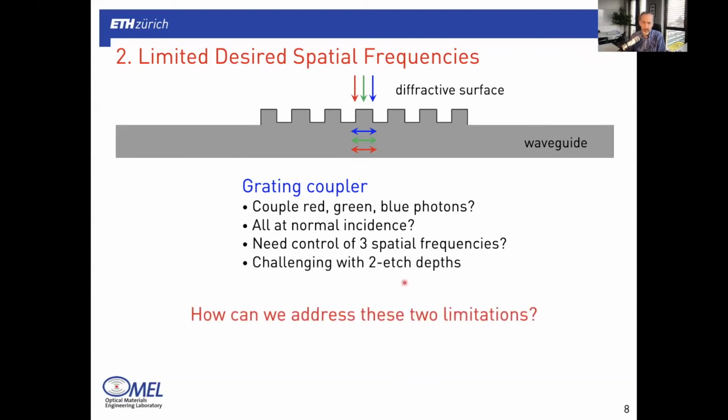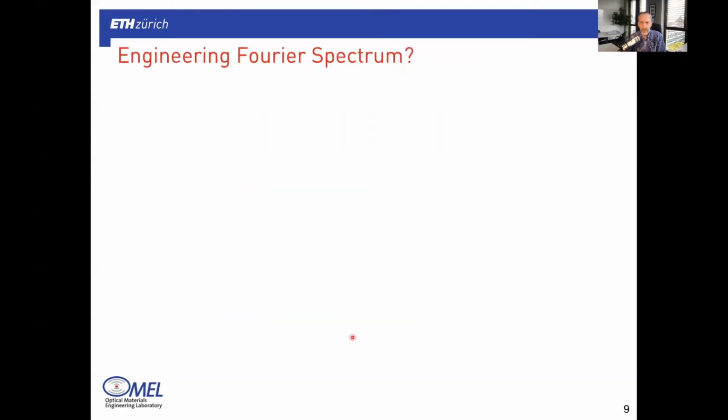To do this, we need to control 3 spatial frequencies simultaneously, and this is extremely challenging with only 2 etch depths. And so a big question is, how can we address these 2 limitations of having undesired spatial frequencies and not having enough control over desired spatial frequencies? In other words, how can we better engineer the Fourier spectrum? And this is a very well-known problem. It's been known for a long time, so people have come up with clever solutions.